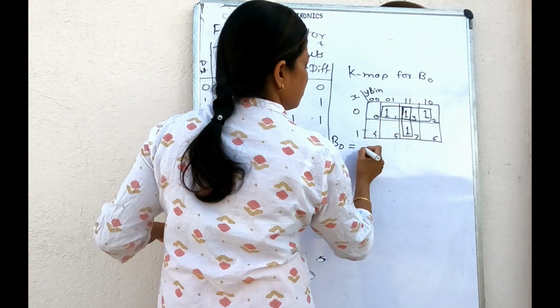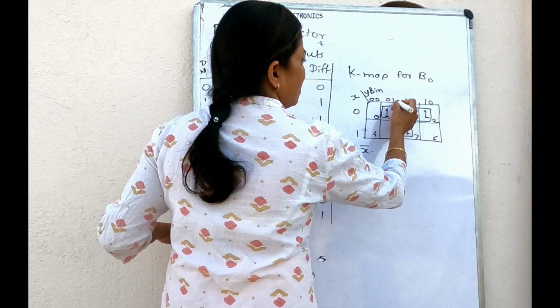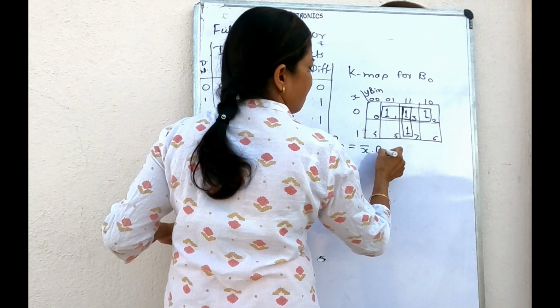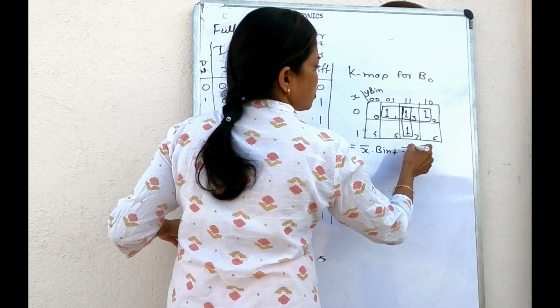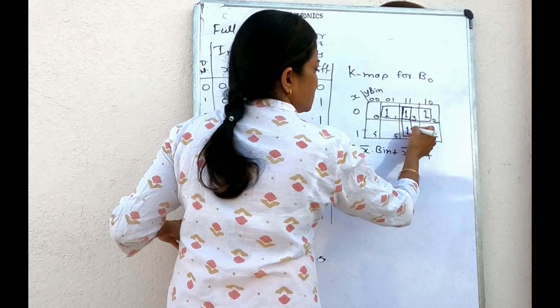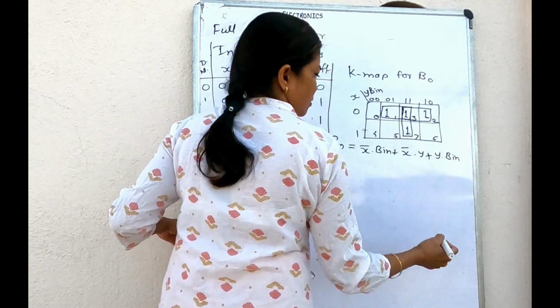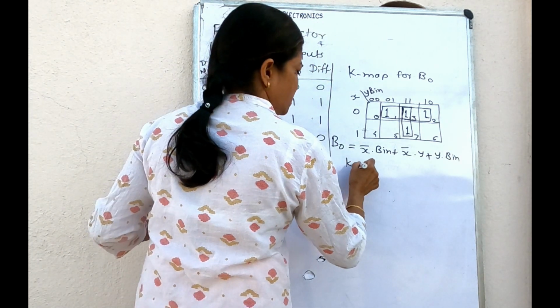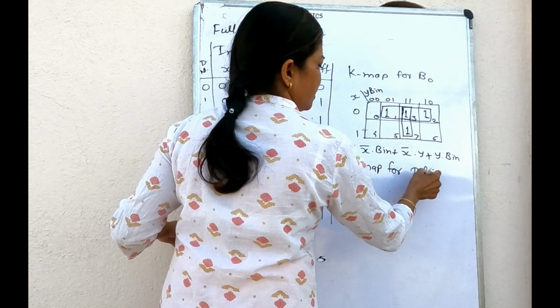here for this cell we have x complement dot with b in, or with here for these cells we have x complement dot with y. For these cells we have y dot b in. Next K-map for the output variable difference.